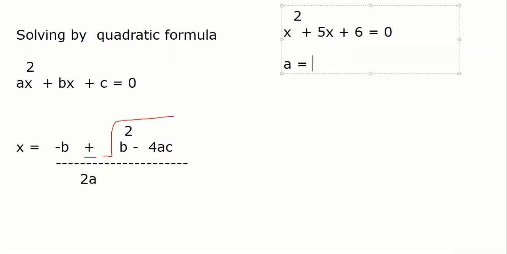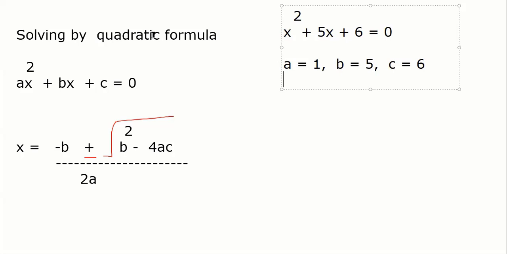What is a here? 1. What is b here? 5. What is c here? 6. Correct? If you compare with the standard form of the equation, a equal to 1, b equal to 5, c equal to 6, right? These are the coefficients of x square and x, and the constant.